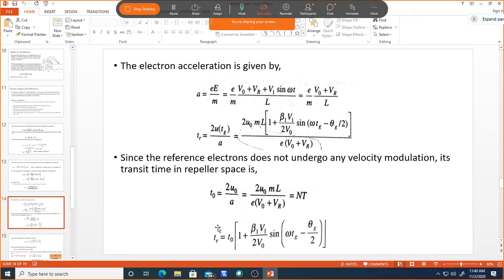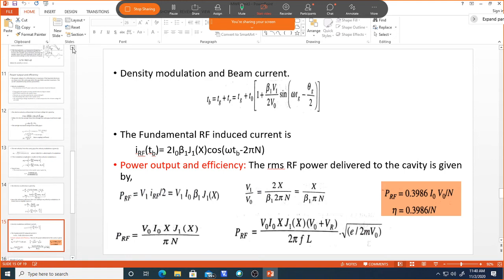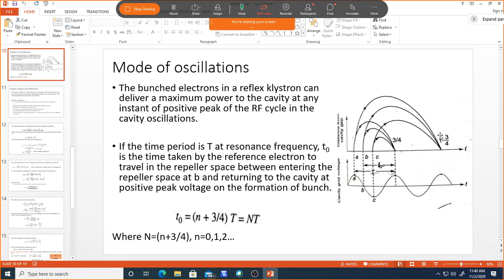Okay, so this is the transit time which is given by the reference electron. Now the density modulation and beam current: what is meant by density modulation? The bunching takes place, and all the electrons that go into the positive cycle become dense, so the energy will be transferred to the cavity. That process of all the electrons coming to the point where the positive cycle is there is called density modulation.